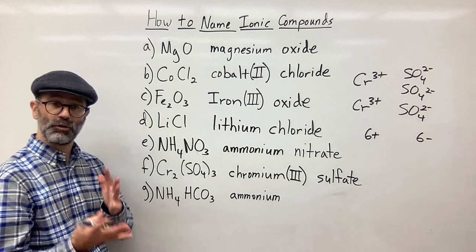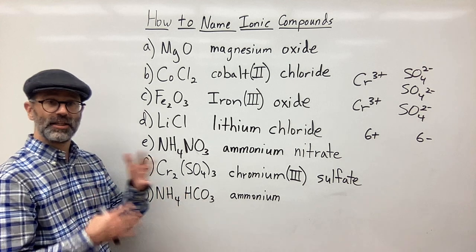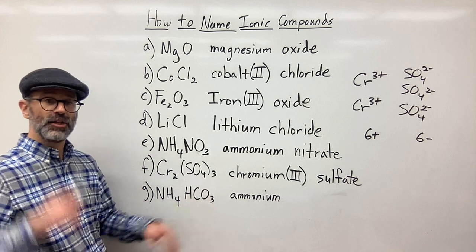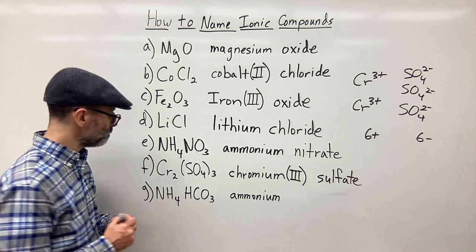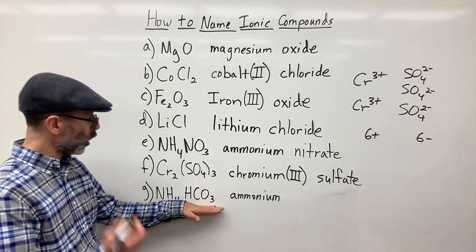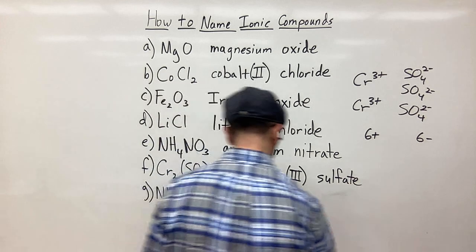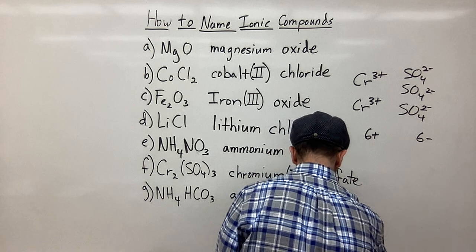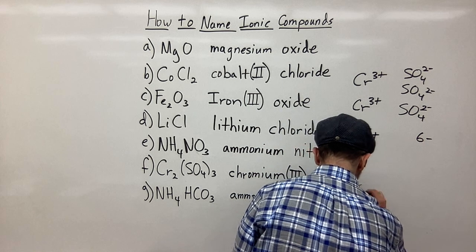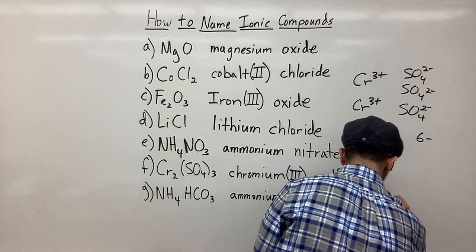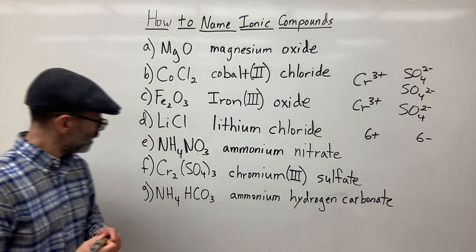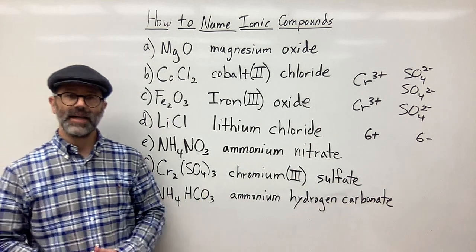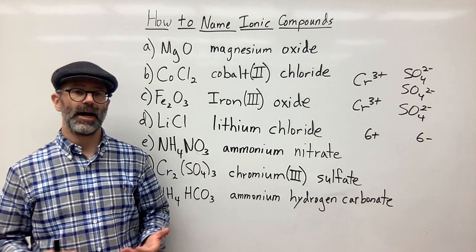So you see how if you know the patterns, then you can figure out what the names of your ions are for the polyatomic ions. So again, check out my video on this. Okay, so this is hydrogen carbonate. So I'm just going to write down hydrogen carbonate. And there you go. This is called ammonium hydrogen carbonate. And that is how you name your ionic compounds.